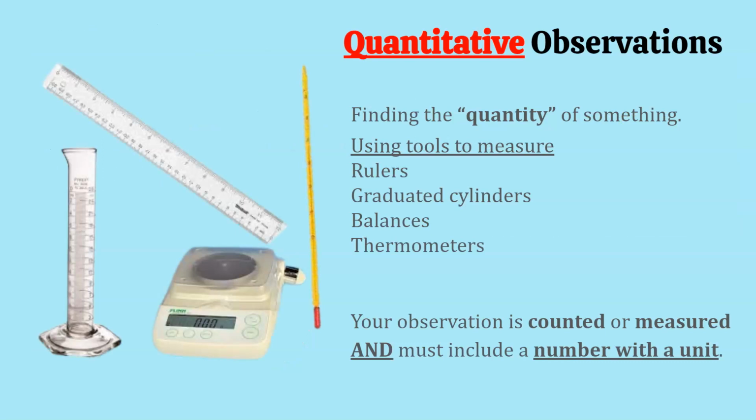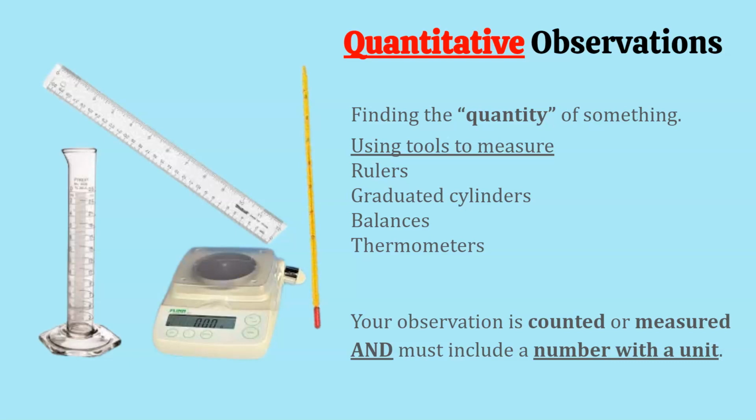The next one is quantitative, and quantitative has the word quantity in it. And this implies that we need a number. So we're going to have to use tools to measure to get a quantitative observation. Our most common tools for us are rulers, graduated cylinders, balances, thermometers. Those kinds of things we use for quantitative measurements.